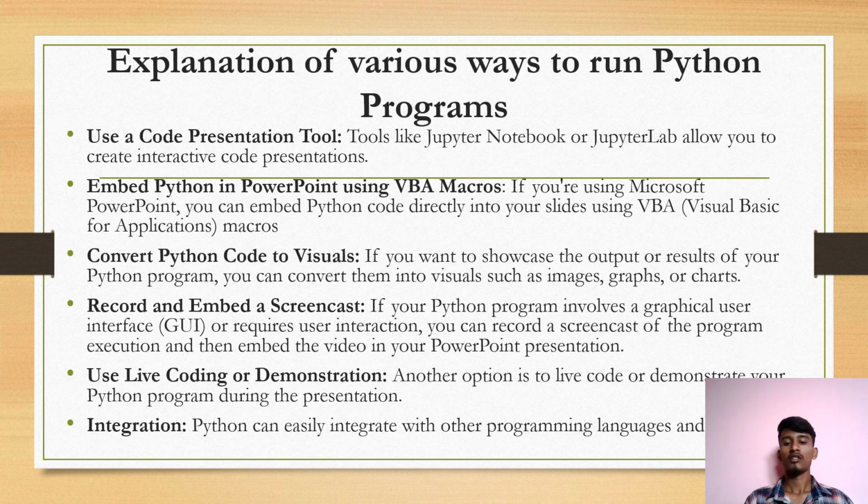Convert Python code into visuals. If you want to showcase the output or result of your Python program, you can convert it into visuals such as images, graphs, and charts. Record and embed a screencast. If your Python program involves a graphical user interface or requires user interaction, you can record a screencast of the program execution and then embed the video into your presentation.